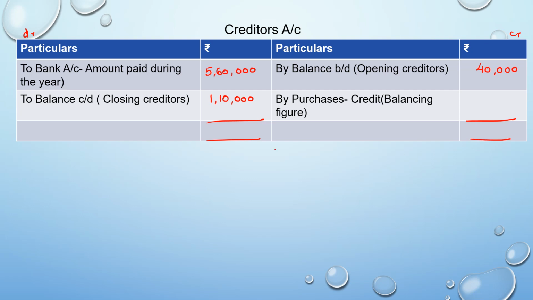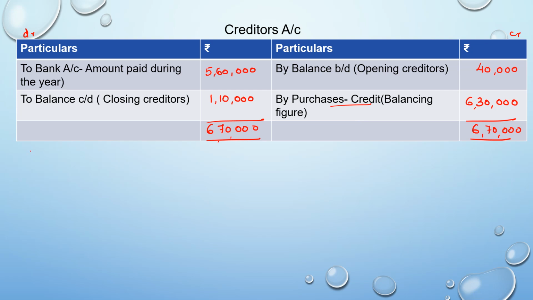So what do we do now? Close the creditors account. So total the debit side, it comes to 6,70,000. Write it on the credit side and find the difference. The difference is the balancing figure which is related to the credit purchase which was made during the year. So it comes to 6,30,000. So with this, we got the value of the credit purchase which was made during the year.